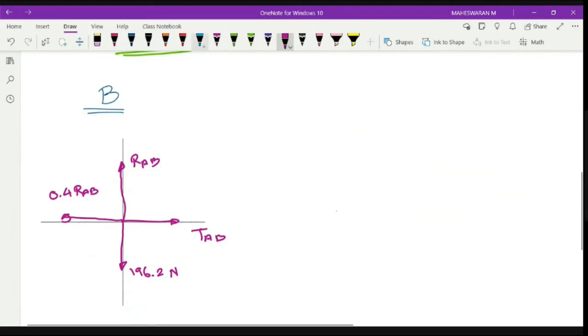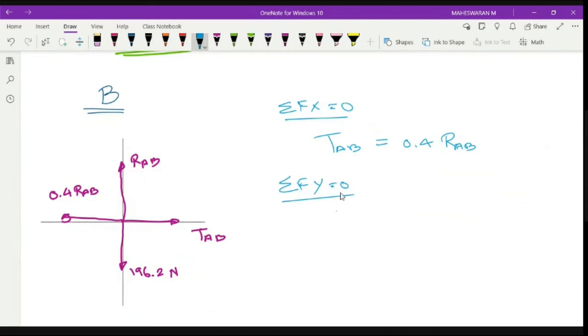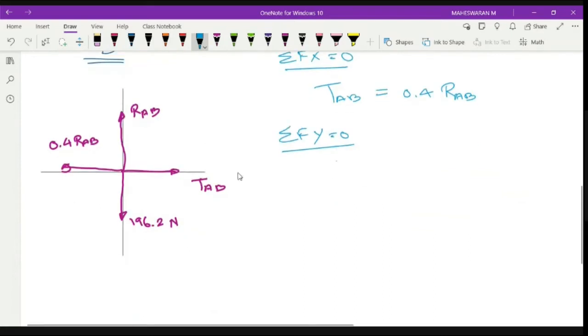So I can say that it is in an equilibrium state, which means I can say sigma Fx is equal to 0. I can equate it, which means I have only two forces. TAB is equal to 0.4 RAB. That's my first case. Next, sigma Fy is equal to 0. If I equate, you'll get RAB is equal to 196.2 Newton.